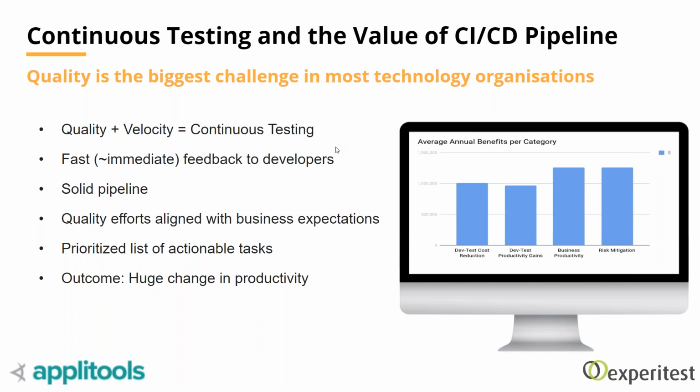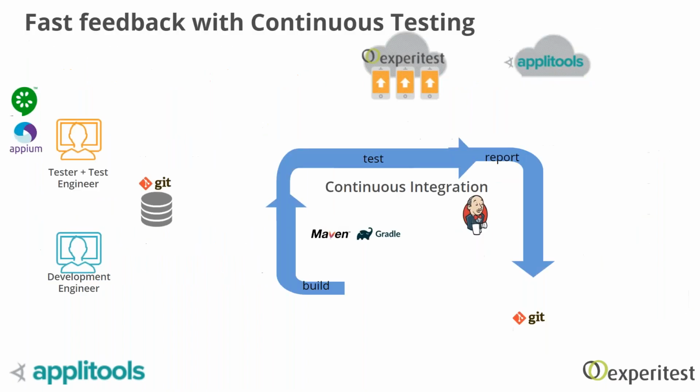The outcome of that is a huge change in the productivity of your organization, and by doing that, it's not just affecting the quality organization, it has an effect on the entire R&D organization and ops, of course. So that's it, continuous testing. Here I want to show you a small demo.